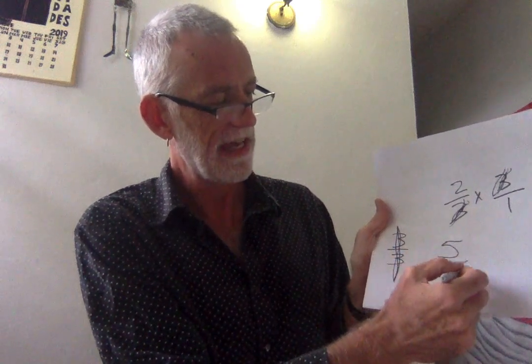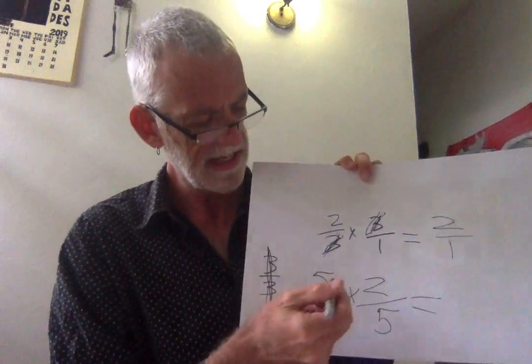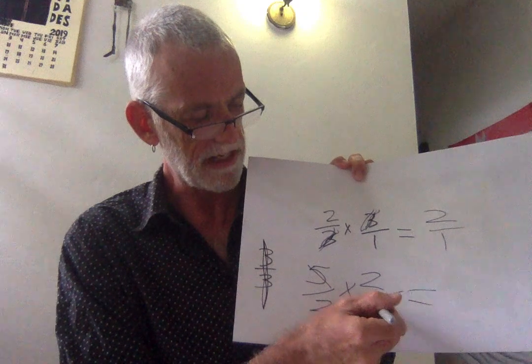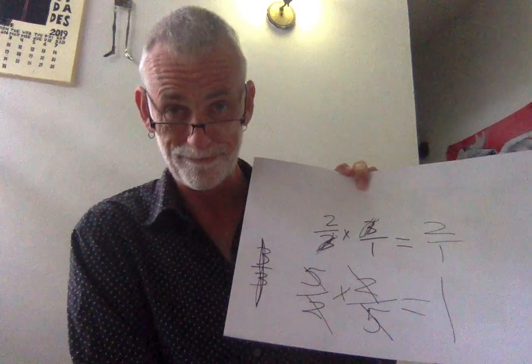Anytime you're multiplying fractions, 5 halves times 2/5. It's a weird one. 5 halves times 2/5. You got a 5 in the bottom and a 5 in the top. Get rid of them. Oh, you got a 2 in the bottom and a 2 on top. All that's left is 1.